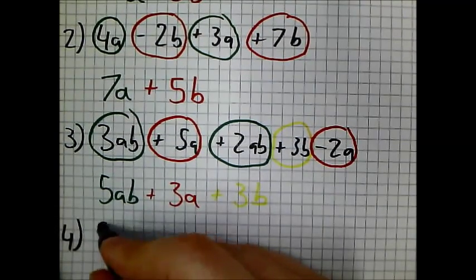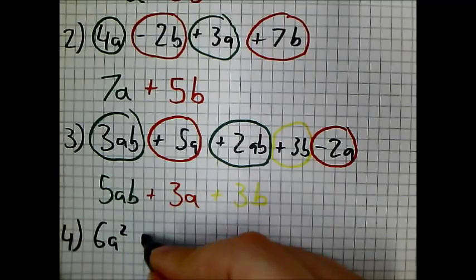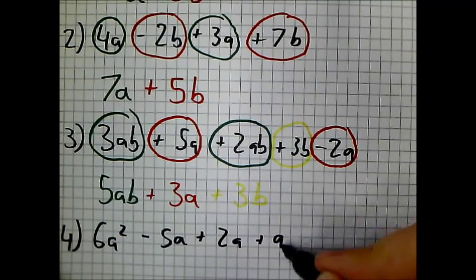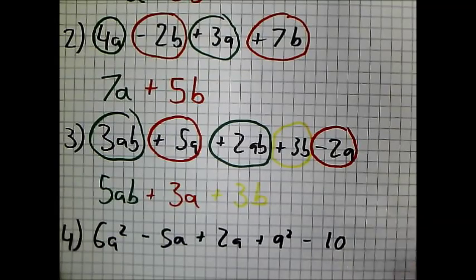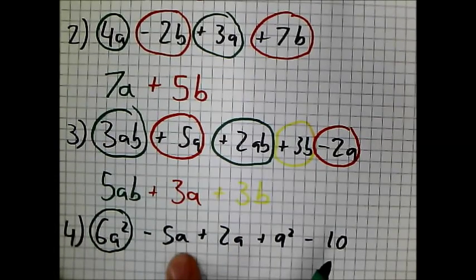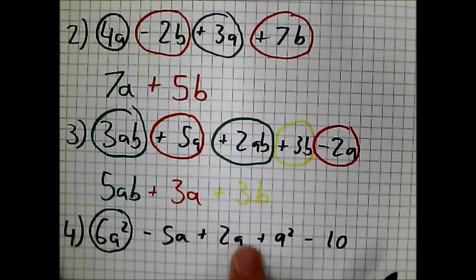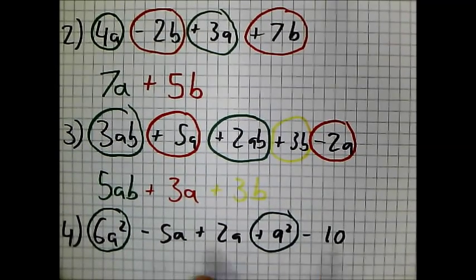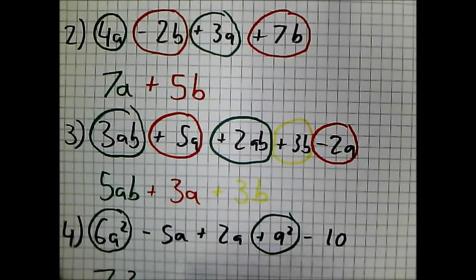Question 4. 6a squared minus 5a plus 2a plus a squared minus 10. Let's follow the drill. 6a squared, that's not an a squared, that's an a squared, that's not an a squared. 6a squared plus an a squared is 7a squared.